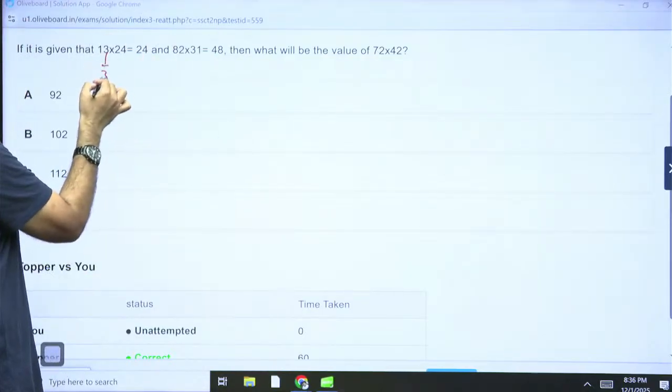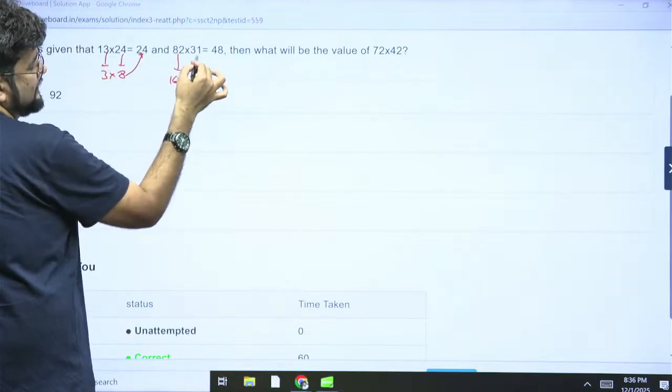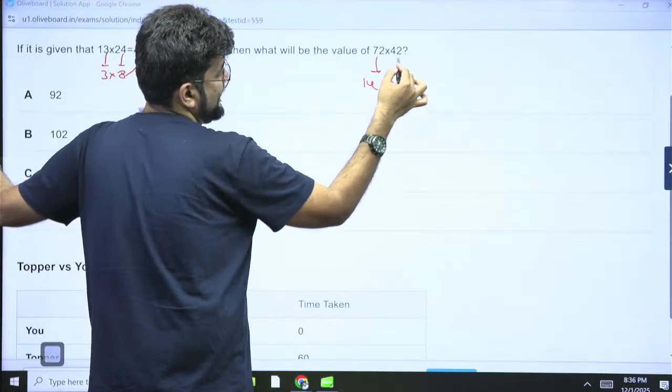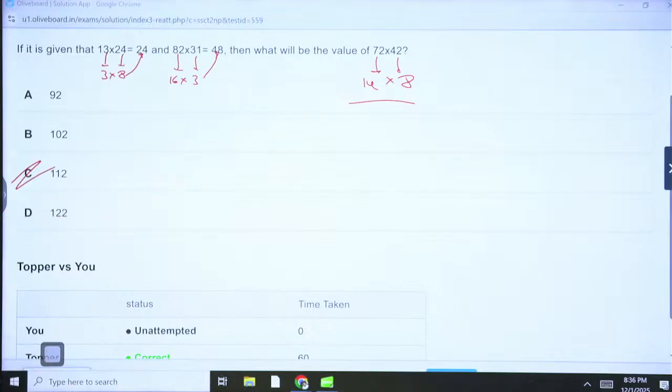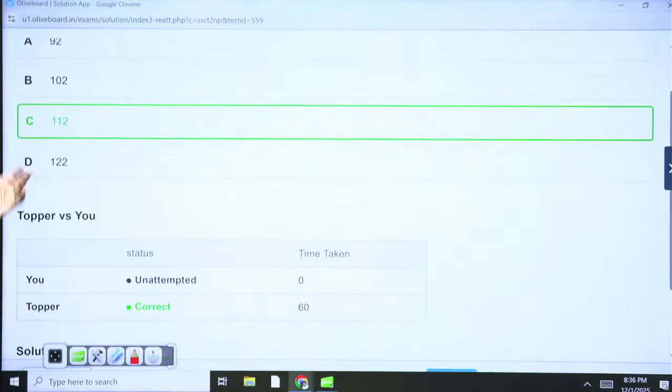3 into 1 is 3, 2 into 4 is 8, 3 into 8 is 24, 8 into 2 is 16, 3 into 1 is 3, multiply and you get 48. So 7 into 2 is 14 and 4 into 2 is 8, 14 into 8 is 112. That's it. Just picking up might take some time, but not a lot. You will figure it out very quickly.